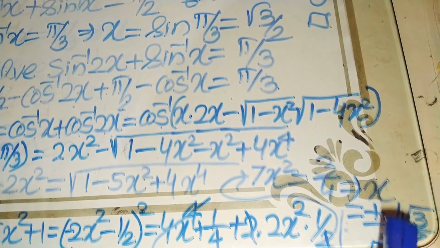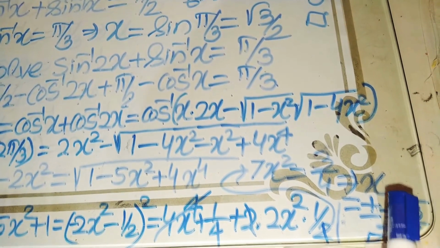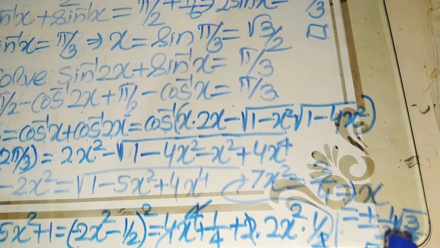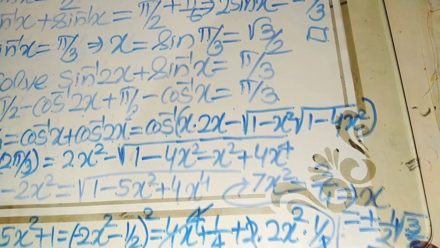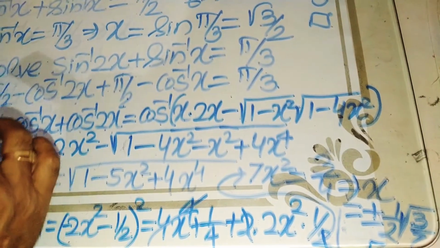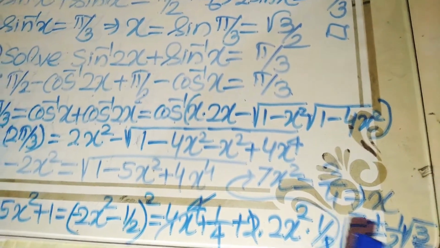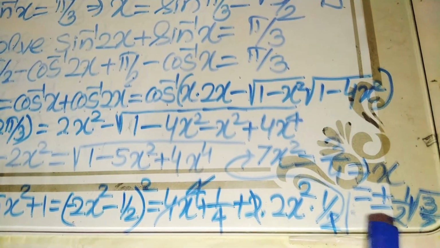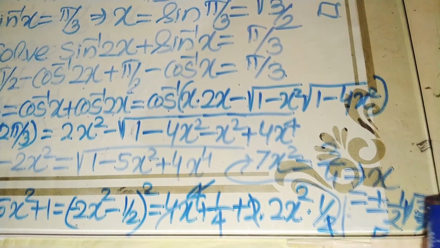So x is equal to plus or minus 1 by 2 into root over of 3 by 7. This completes the solution, that the value of x is equal to plus or minus 1 by 2 into root over of 3 by 7.